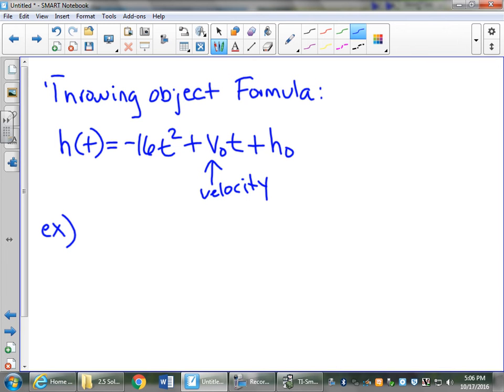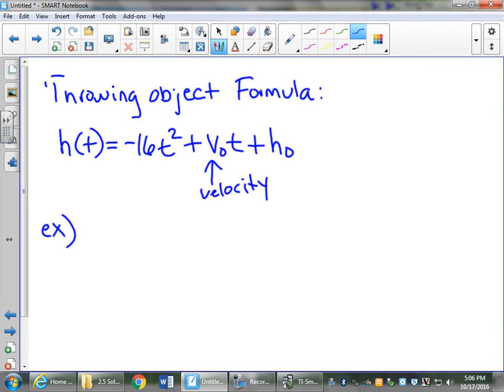So there's a powerful crossbow that's going to fire a bolt straight upward from a deck that is 10 feet off the ground with an initial velocity of 320 feet per second. We're going to figure out when that bolt from the crossbow will hit the ground.